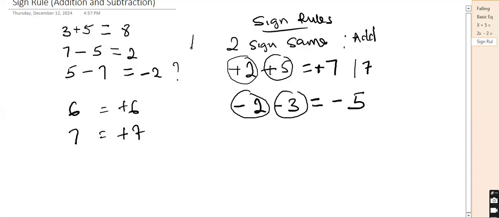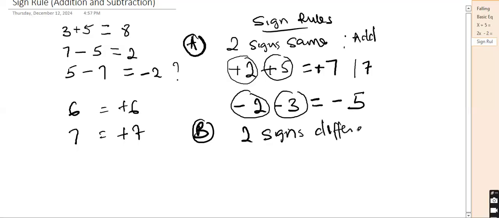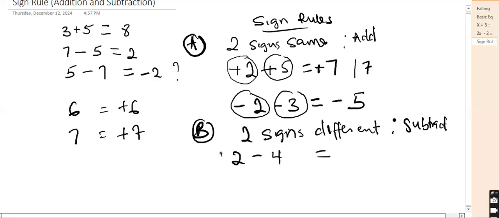Now the second rule, I will call the first one rule A. The second rule, rule B, is when two signs are different. Anyway, there's need for us to always correct errors. So when two signs are different, in short form again, what do we do? We subtract. And the same rule applies: put the sign of the larger number at the answer. So if I put 2 minus 4, these signs are different, because what I have here is a plus 2 and a minus 4. So I have two different signs.